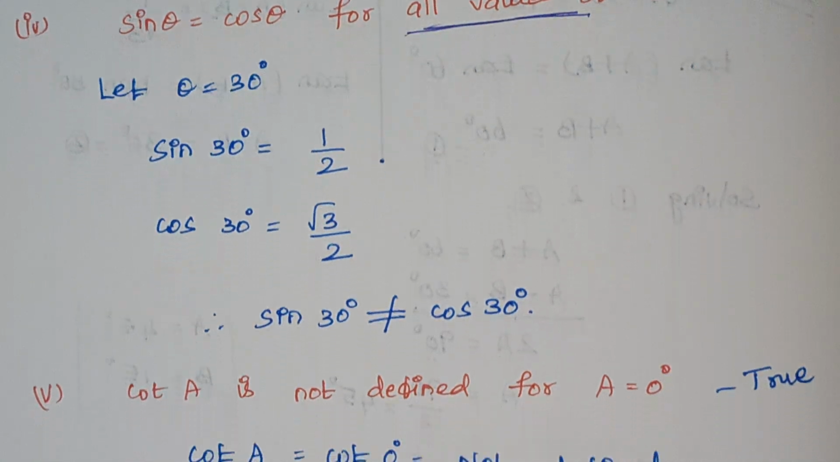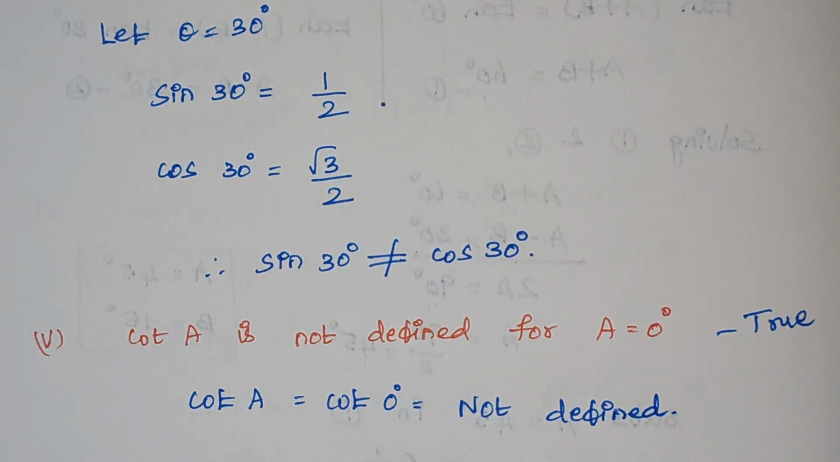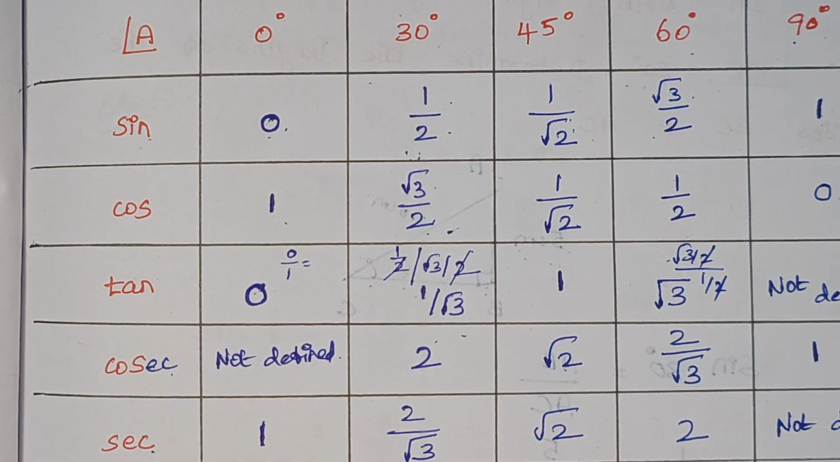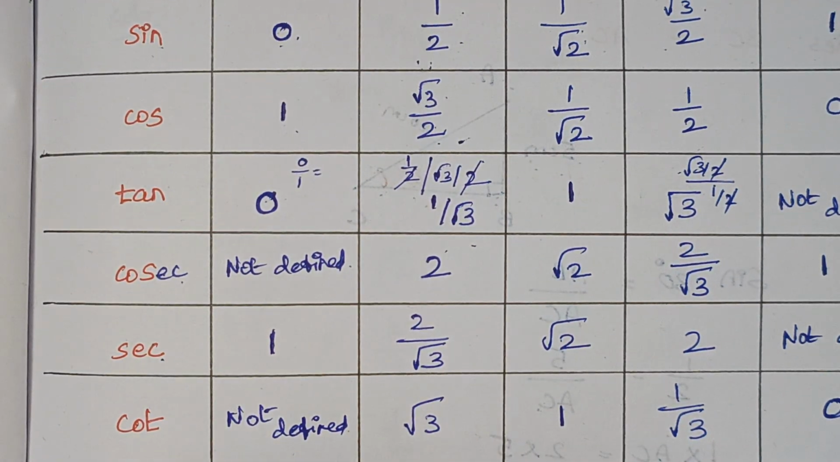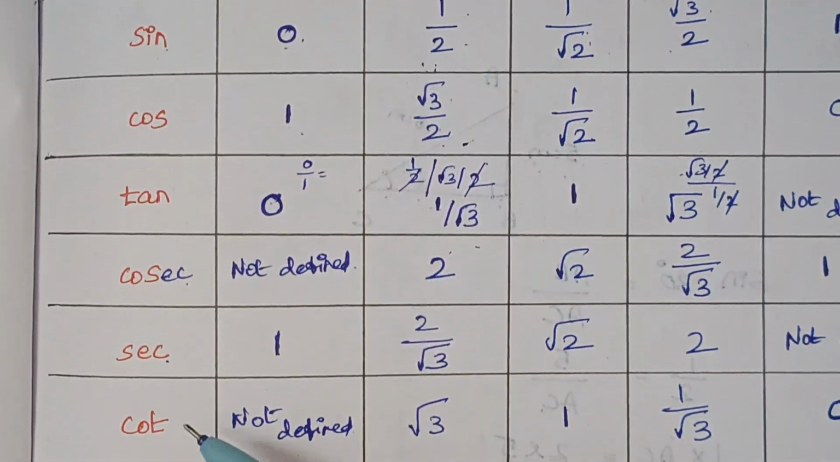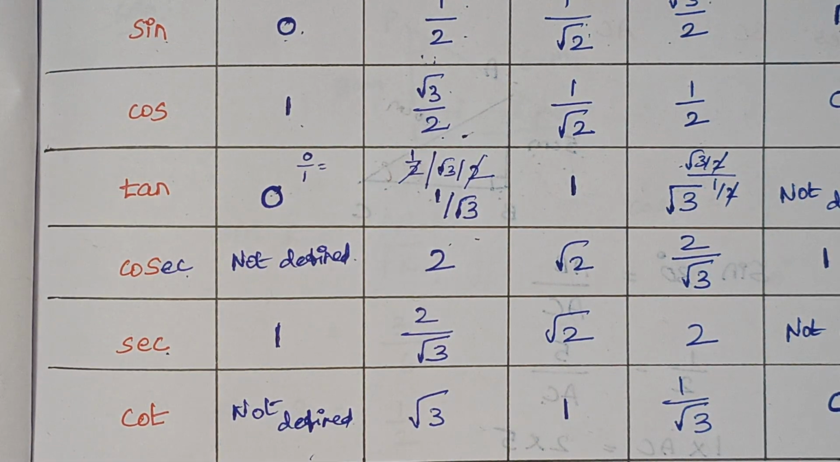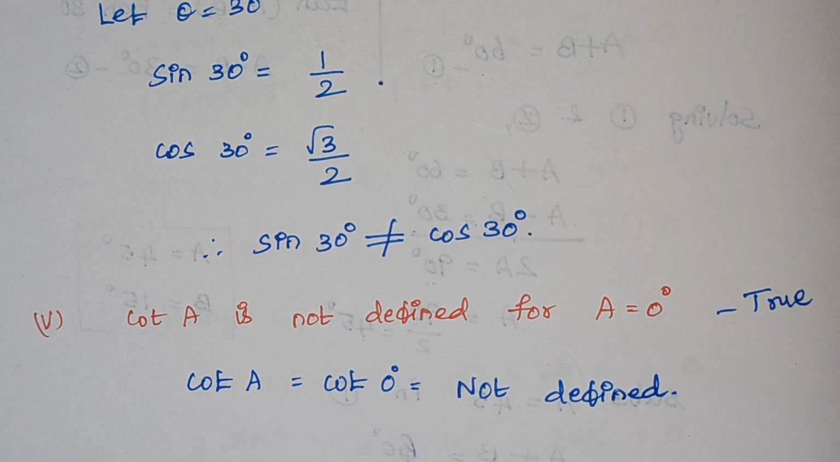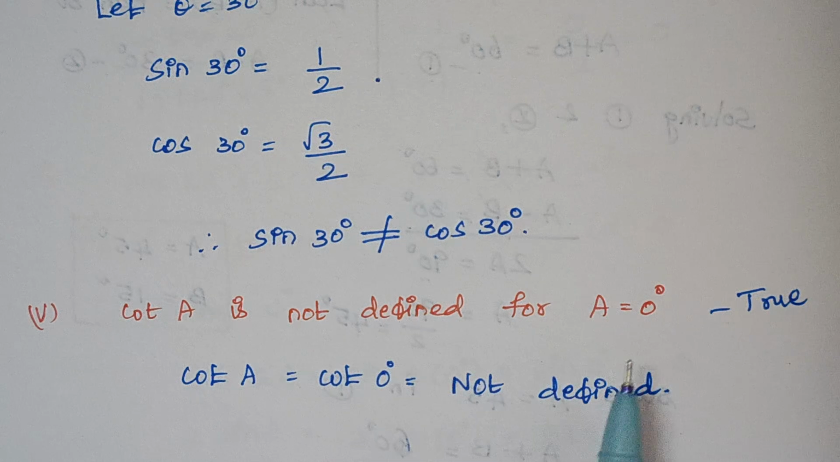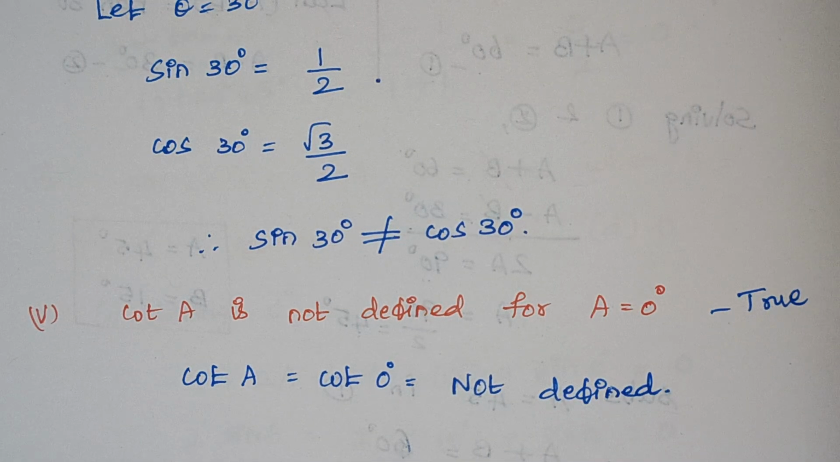So our last thing, cot A is not defined for A equal to 0 degrees. Again, we have to look back at the table. So what is the value of cot 0? You see here we have cot and here it is 0 degrees. So cot 0 degrees is not defined, right? That is the reason cot 0 degrees is not defined. Therefore, the given statement is true.